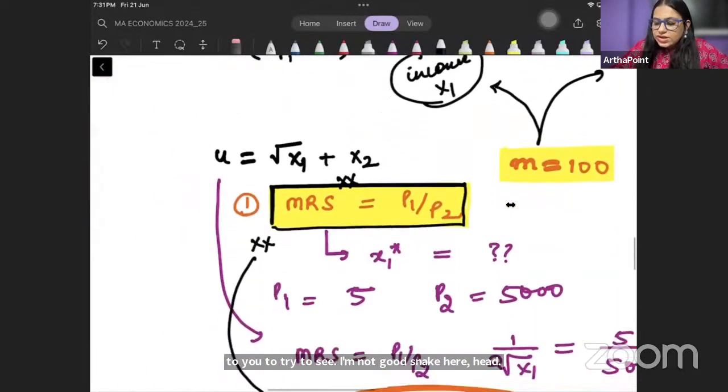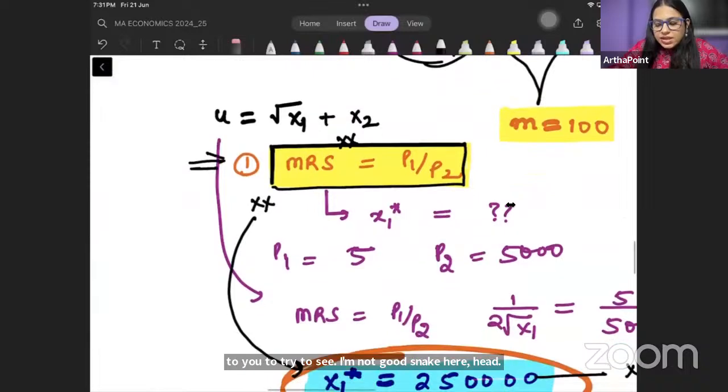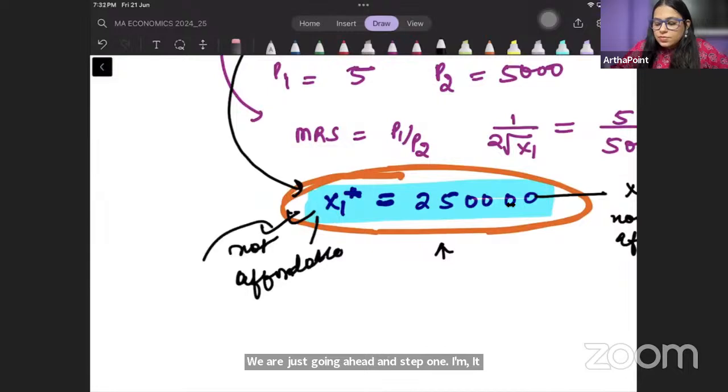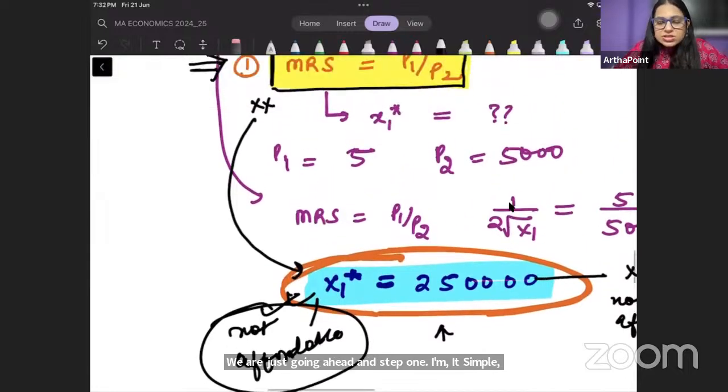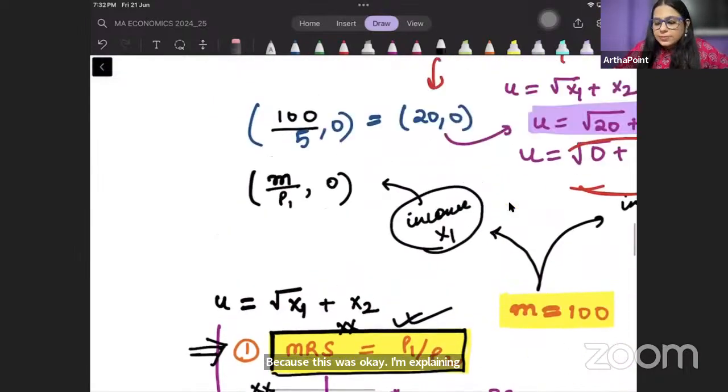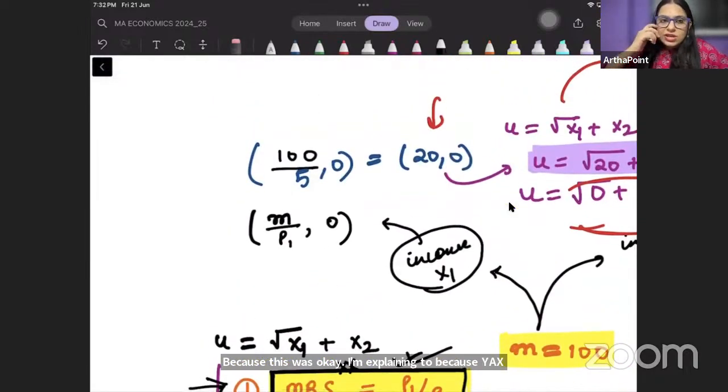Try to see, we have not done anything special. We are just going ahead with step 1. We equated the MRS to the price ratio. After equating, the X that came was not affordable. Simple, not affordable. So because this X is not affordable, there are only two options left.